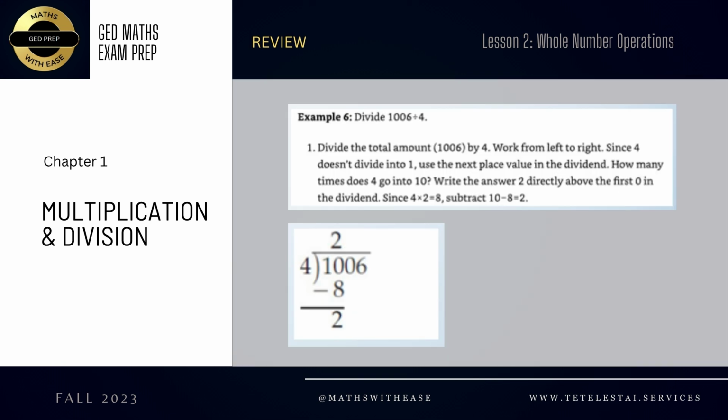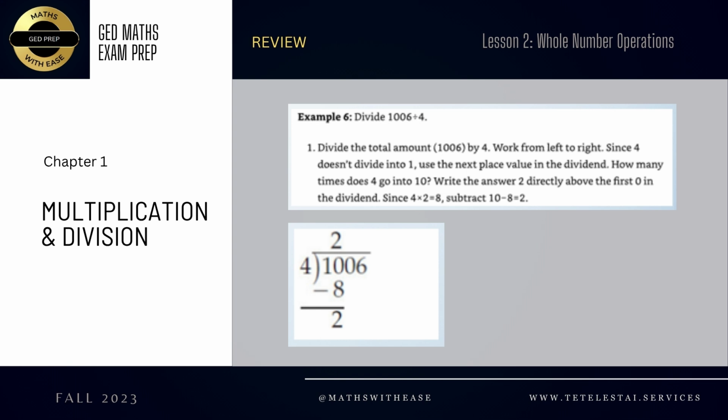Okay, here we're asked to divide 1006 by 4. Again, your divisor goes outside of the division symbol here. Dividend goes inside. This is one of those rules that you want to write down, because usually when you're subtracting, multiplying, or adding, you work from right to left. It's only with division that you work from left to right.